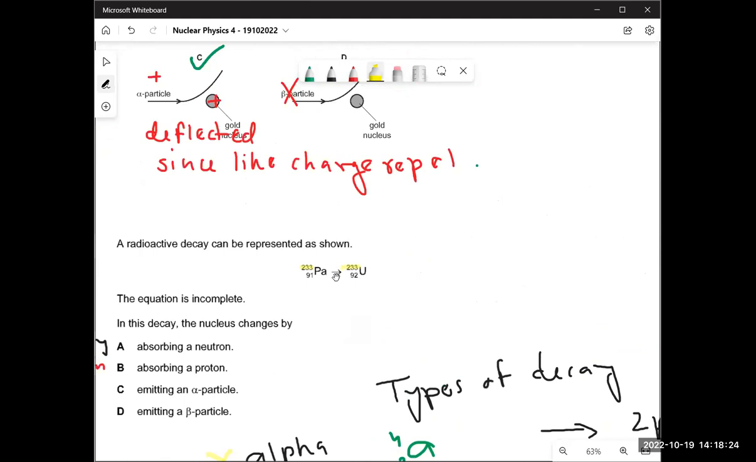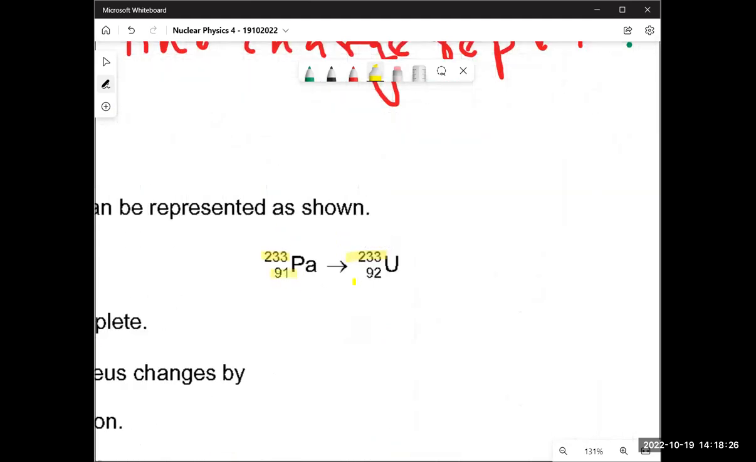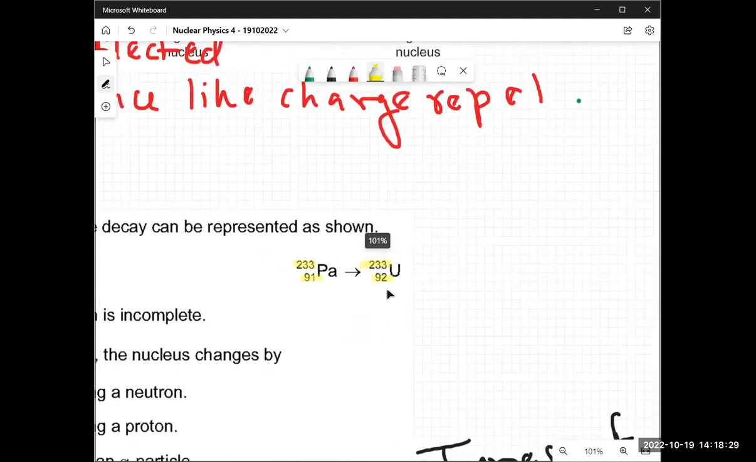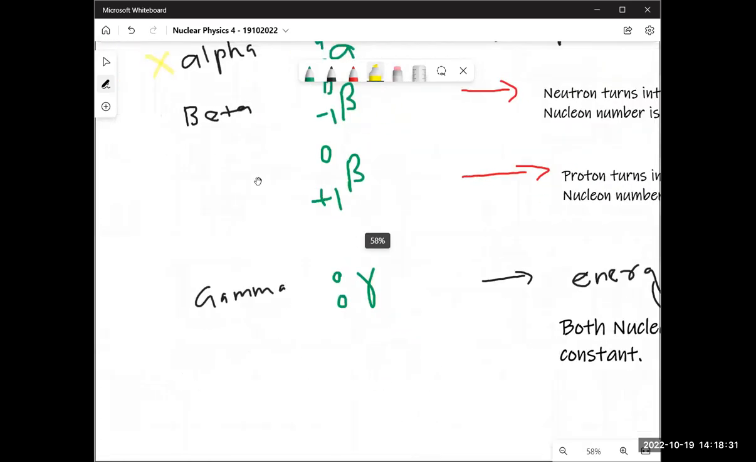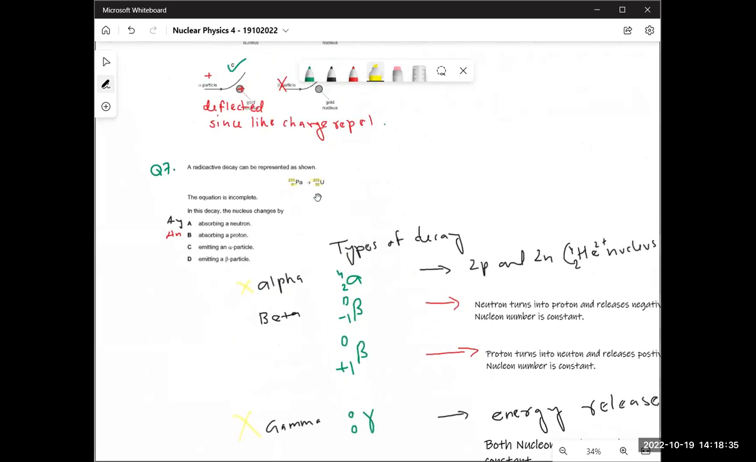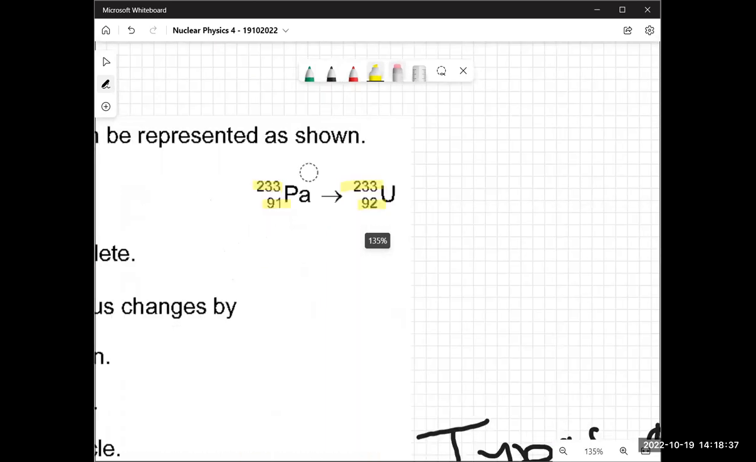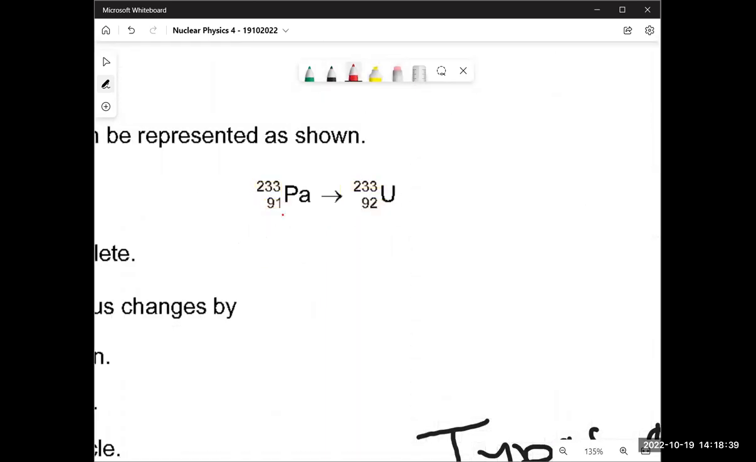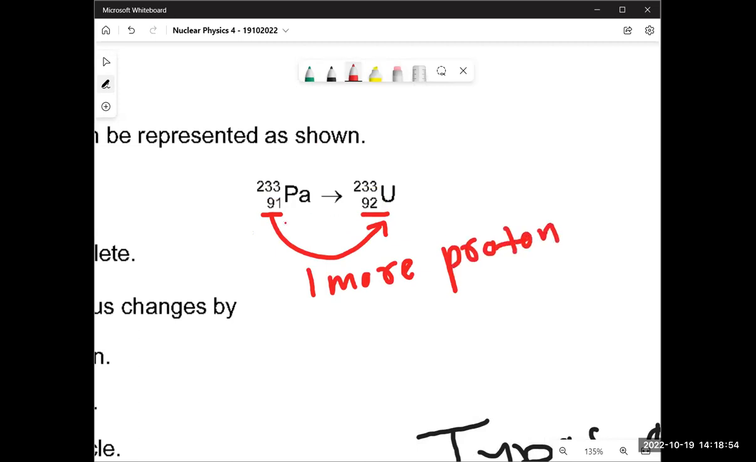Well, proton number is changing, but in gamma, proton number does not change. Both are constant, so this cannot be the option. Now we have beta particle only. What's happening here is the proton number is increasing by how much? We're getting 1 more proton, right? Is that clear?